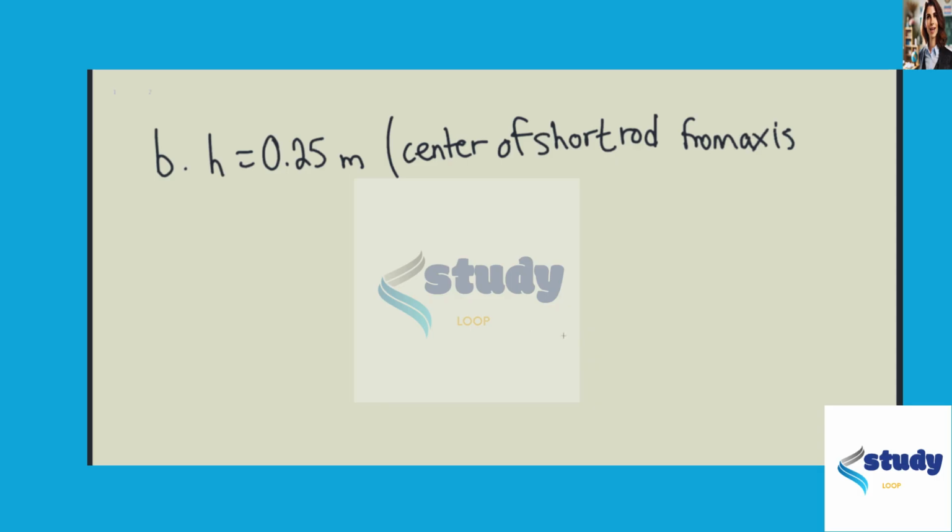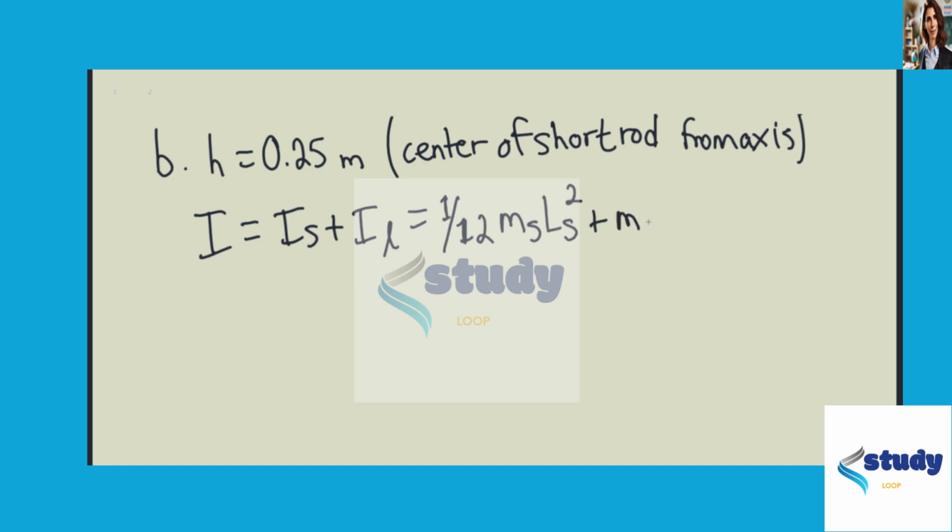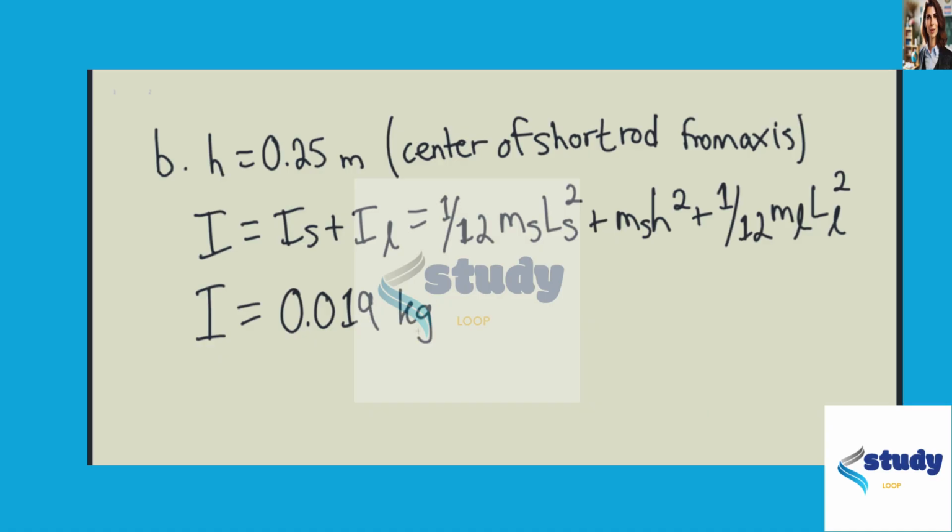And we can say that here the rotational inertia would be I equaling I sub s plus I sub L. This would be equal to 1/12 times the mass of the short rod times the length of the short rod squared, plus the mass of the short rod times h squared, plus 1/12 times the mass of the long rod times the length of the long rod squared. And plugging all of it in, this is going to equal the same exact moment of inertia, 0.019 kilogram meter squared. This would be your answer for part B.